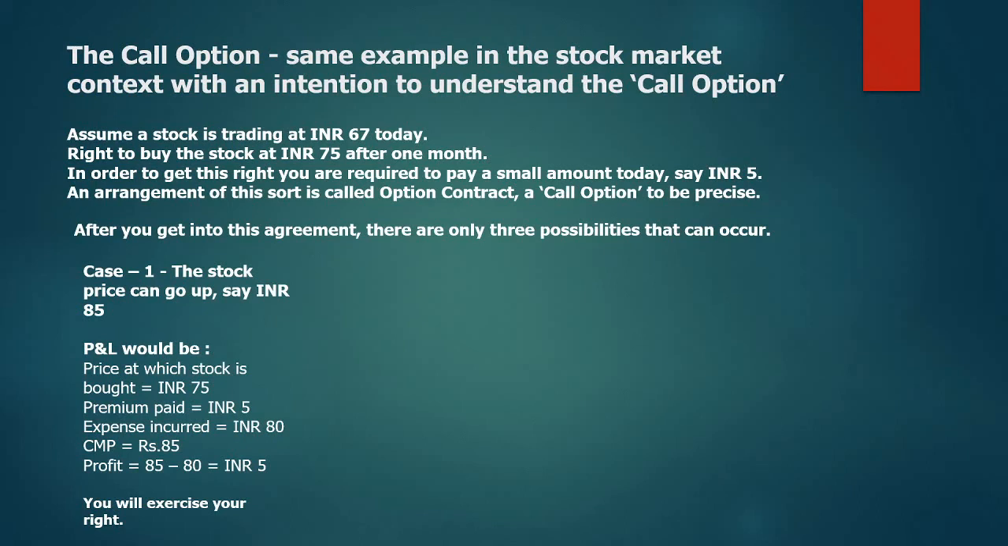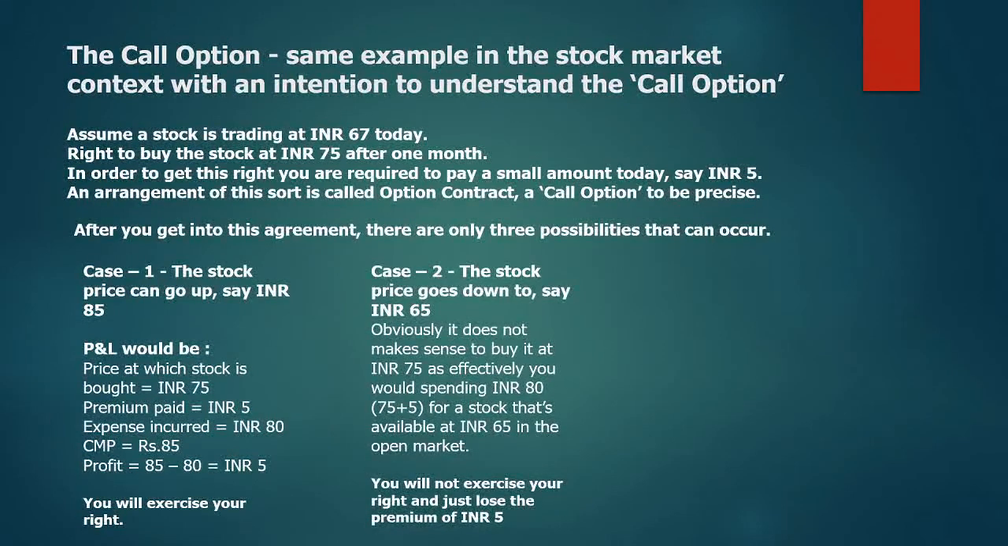So the purchase price of the stock will be 75. The premium which you have paid for the right will be rupees 5. So the total expense incurred is 80. Current market price is 85. So you will be making a profit of 5 rupees. In case number 1, the call option buyer will exercise his right.